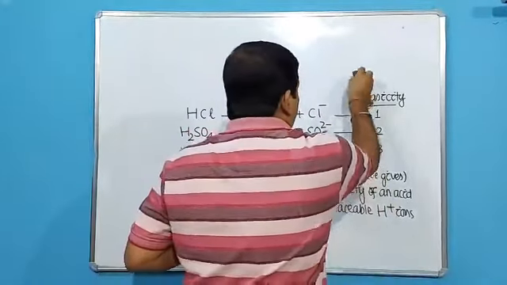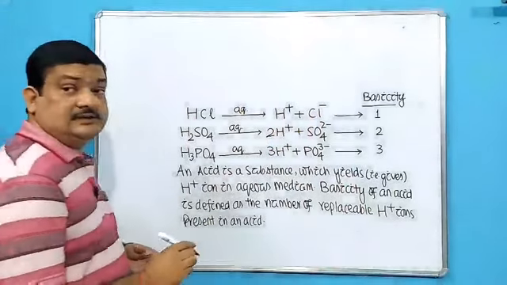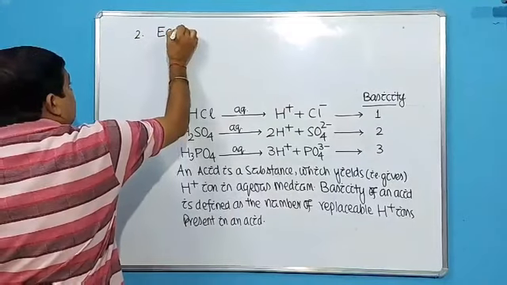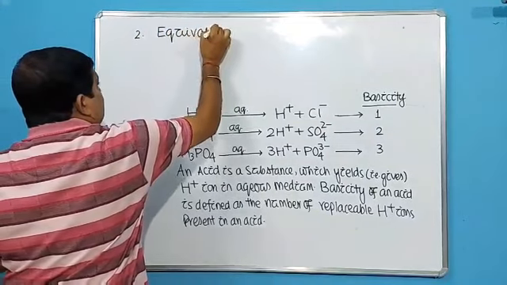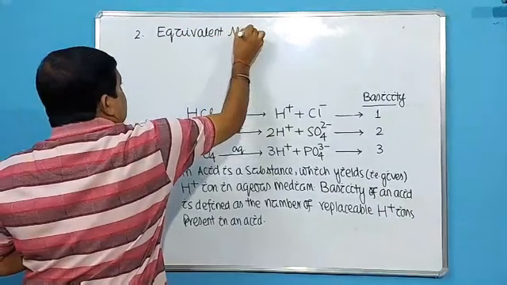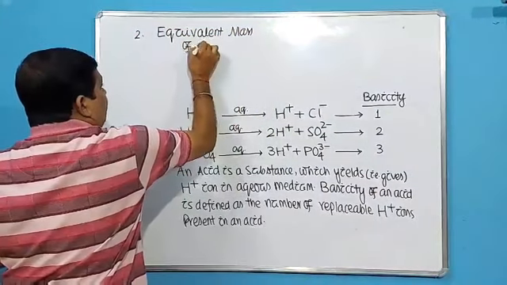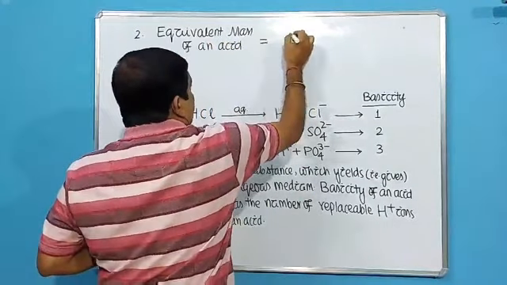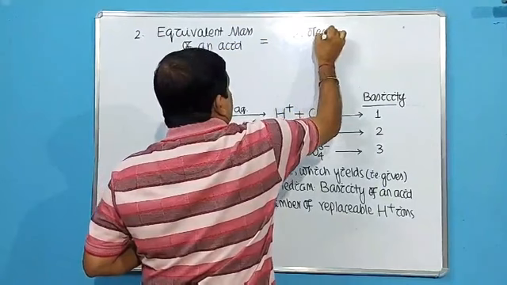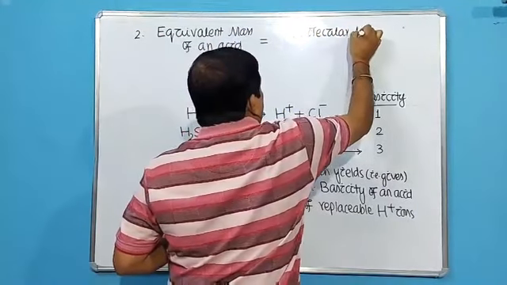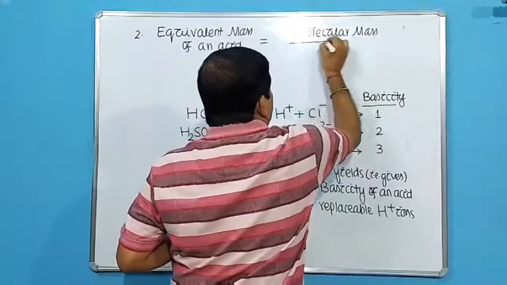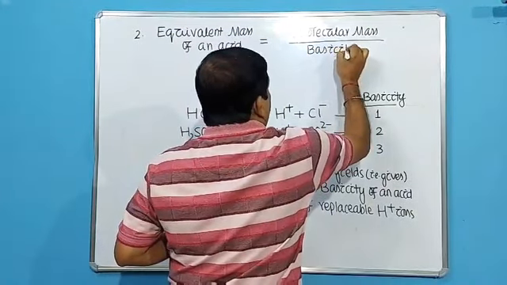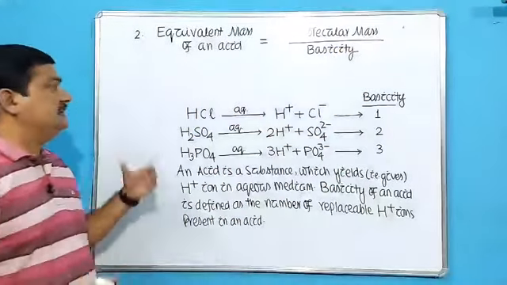So first part, formula number 2. We have gone for formula number 1, equivalent mass of an element. This is formula number 2. Equivalent mass of an acid. Formula is molecular mass divided by basicity. You know how to calculate the molecular mass. I have already told you how to find out the basicity.